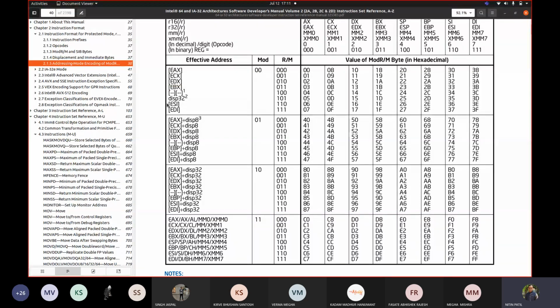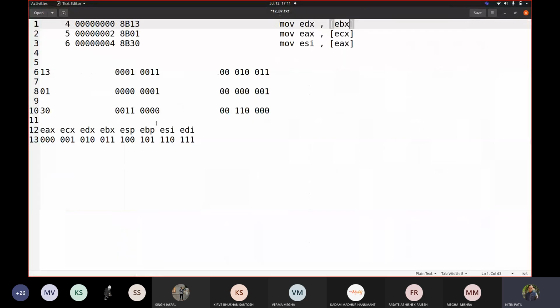You can see ESI, EDI too. So in such a mod, these two don't make any sense. They would be used only when you have them written somewhere here, but you cannot make use of them in the bracket. In that mod RM byte, this position I will never see as an ESP or EBP. They would be occurring in some different form, so we'll talk about what exactly that form is.